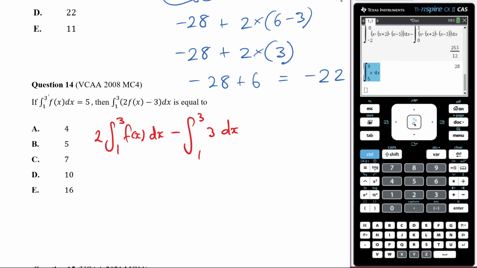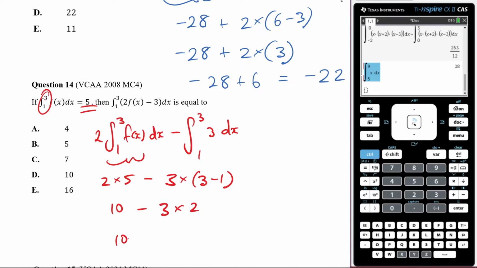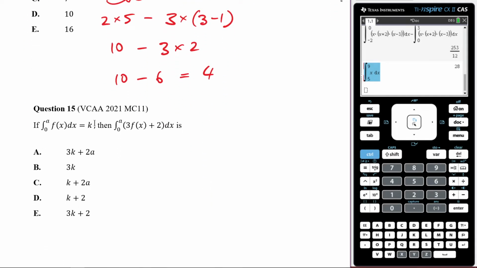Now I know that the integral from 3 to 1 of f of x dx is equal to 5. So this right here, that's 5. I'm going to times that by 2. And then I've got minus a constant. So I know it's going to be 3 times 3 minus 1, which is 2. So it's going to be 10 minus 3 times 2. 10 minus 6 is equal to 4. My answer will be A, 4. They keep trying to trick us, but we just keep beating them.